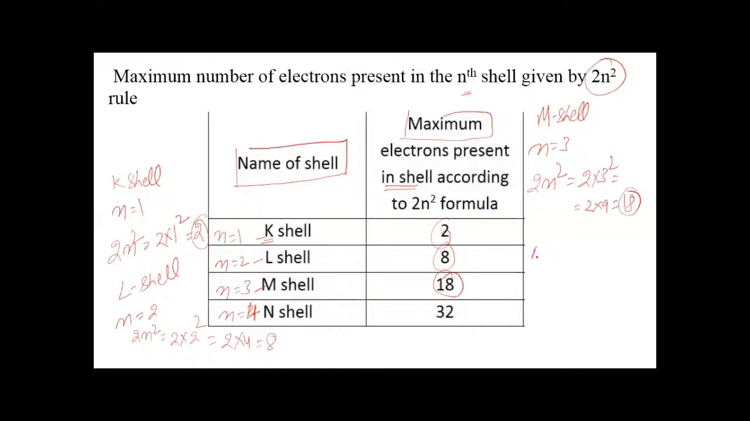N shell, N value is equal to 4, 2n square, 2 into 4 square, that is 2 into 16, that is 32. So number of electron in N shell is 32. Okay. Now the azimuthal quantum number.